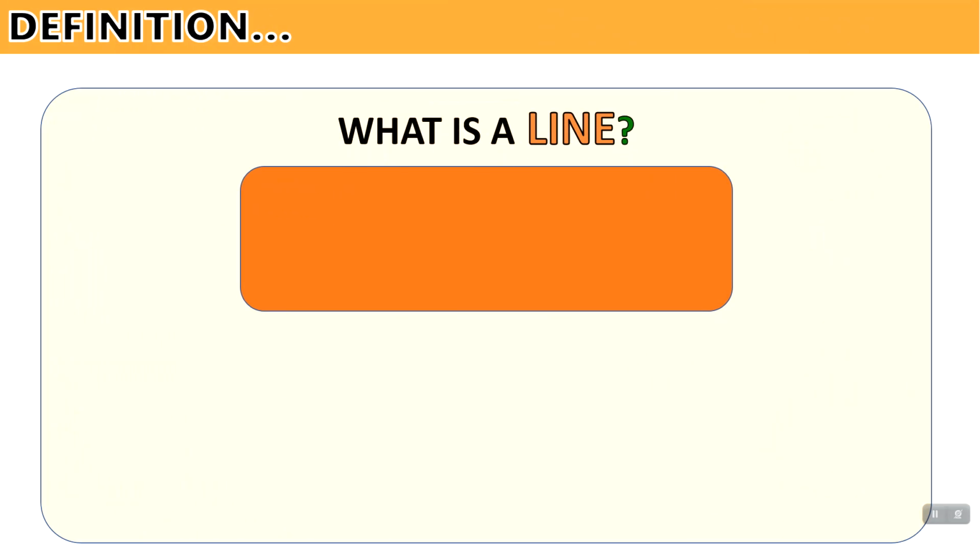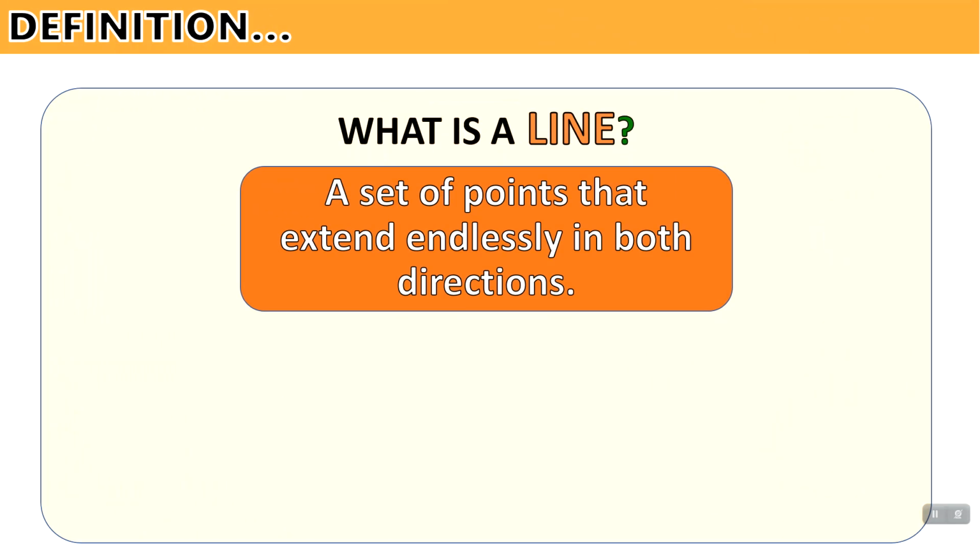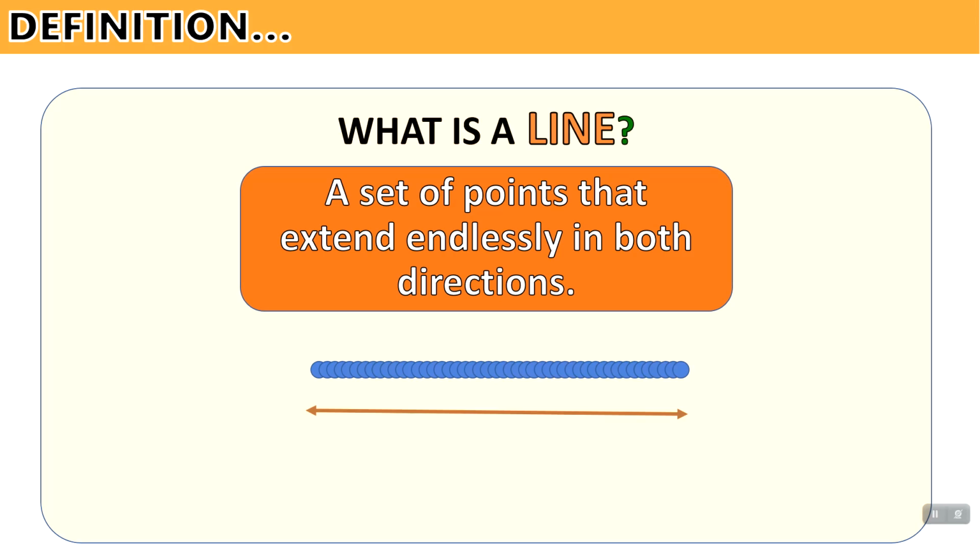Have you ever stopped to wonder what the definition is of a line? We say a line is a set of points that extend endlessly in both directions. Imagine if we had a point, and on that point, we placed another point, and another point, and another point, continuing on until we had a lot of points. You can see that that looks like a line. In this case, this line runs from left to right, and this type of line is called a horizontal line. Horizontal lines run from left to right.